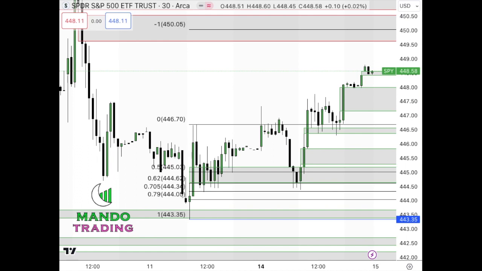There are multiple different, what ICT would call a PD array, that I've incorporated into my model here, and it's all coming in a specific level that is derived from my market structure shift. And where I'm taking profits or targets is the liquidity. So it all comes together in that way.